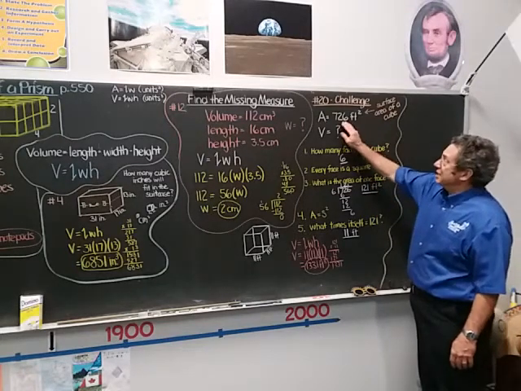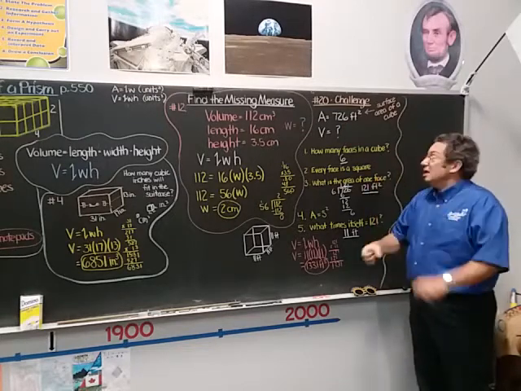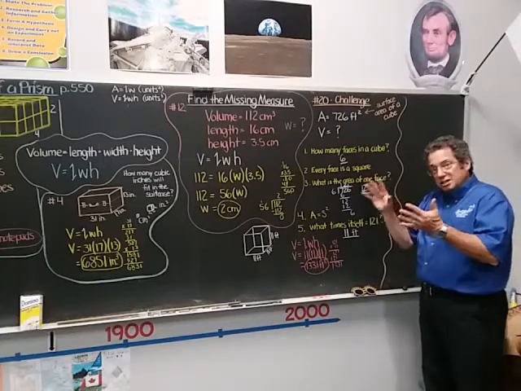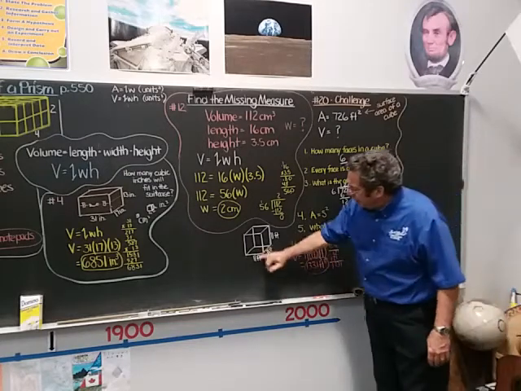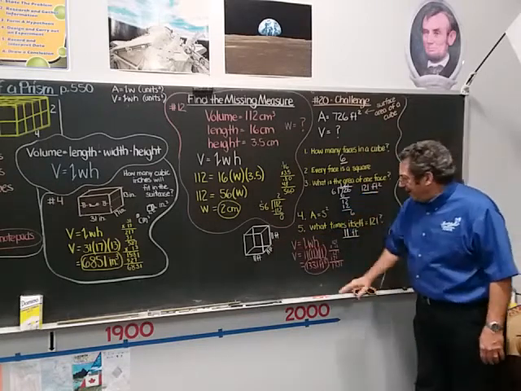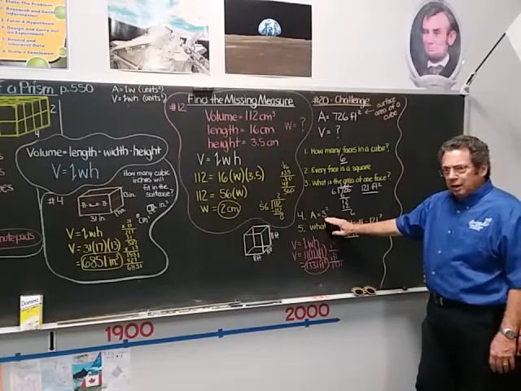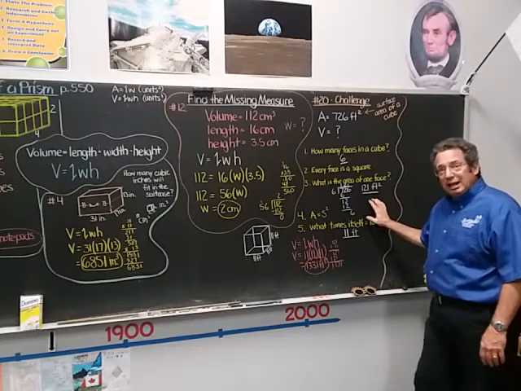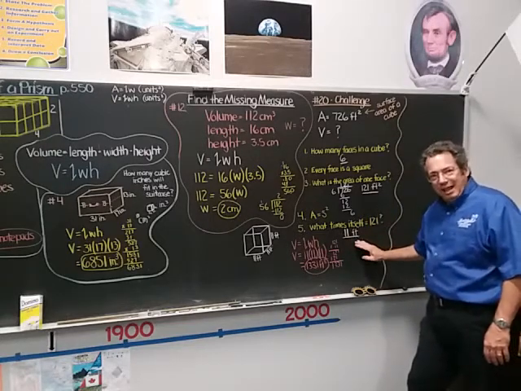All right, so here's what I did. 726 total square feet for the whole cube. It has 6 faces. So I divided that by 6 and got the area of one of the faces, which is this square: 121 square feet. Now we know the area of a square is S times S, or S squared. So what times itself equals 121? 11. 11 times 11 is 121. So one of the sides must be 11 feet.